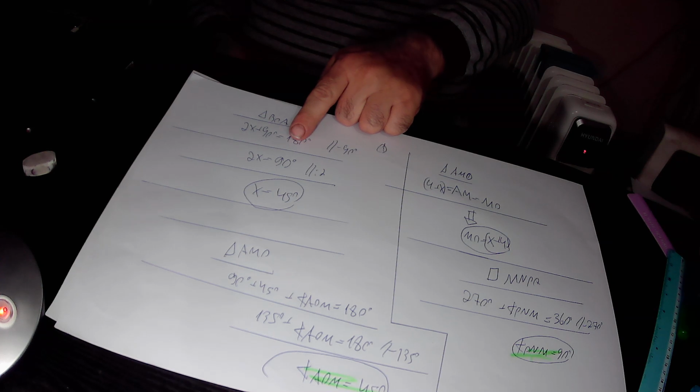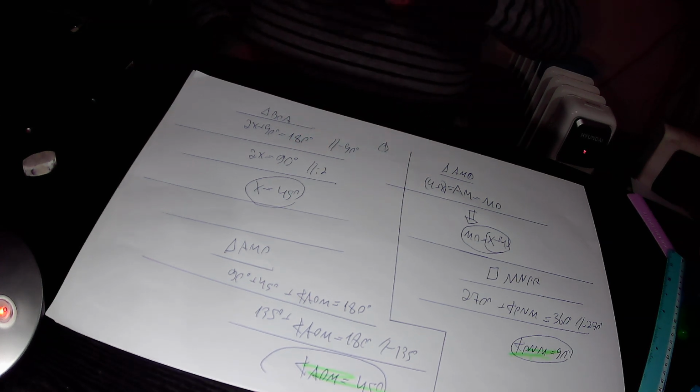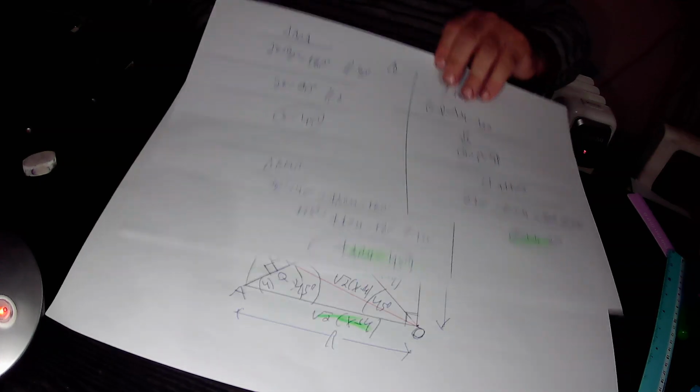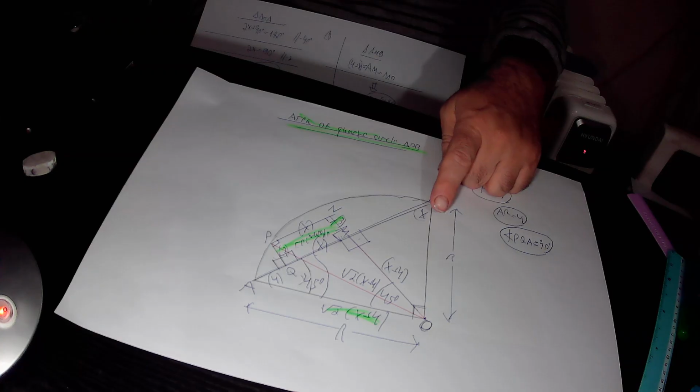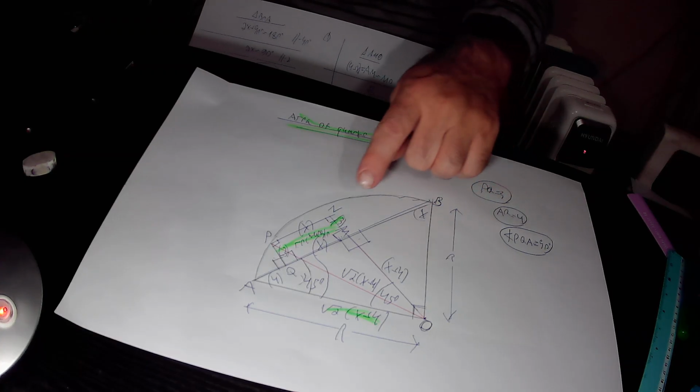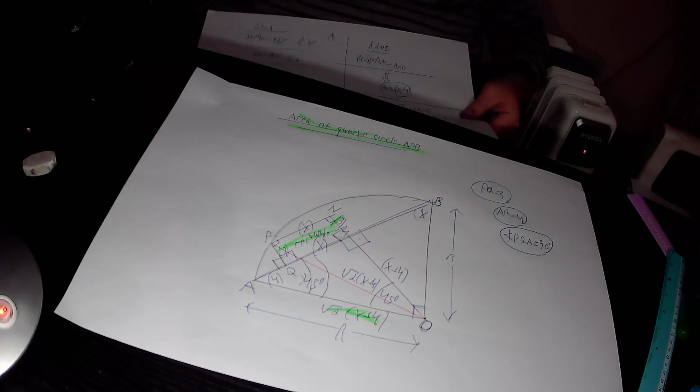Here we divide this equation by 2 and find out that the missing angle x equals 45 degrees in its size. This is the missing angle x equals 45 degrees in its size.